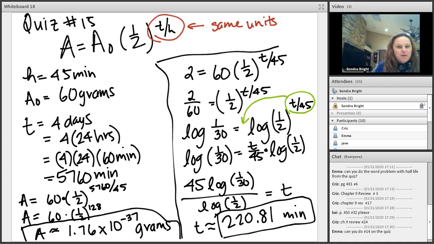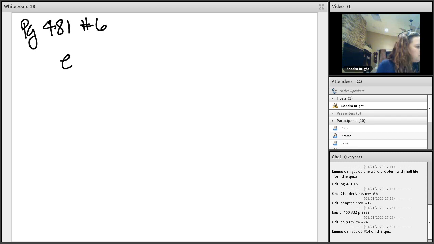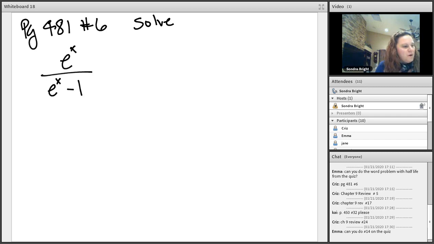Page 481, number 6. All right, so we've got e, we're solving. Yes, solve. There are the directions. And round to the 100th. Okay, so e to the x over e to the x minus 1 is equal to -6.